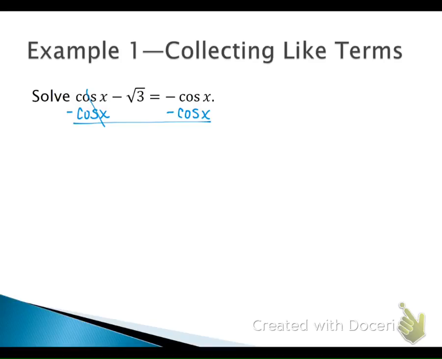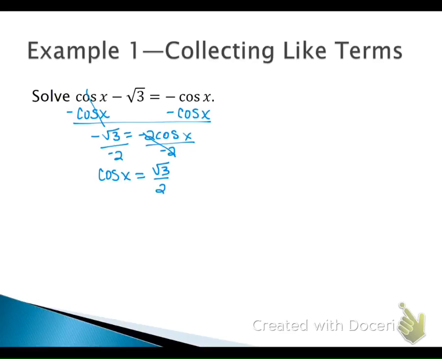And so we do that, we got the negative square root of 3 equals negative 2 cosine of x. Still trying to get cosine by itself, so divide by negative 2. So we end up with cosine of x equals negative over negative is positive, square root of 3 over 2.